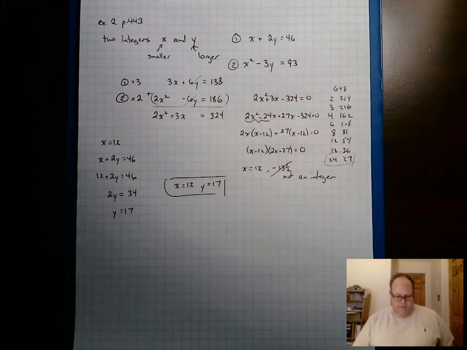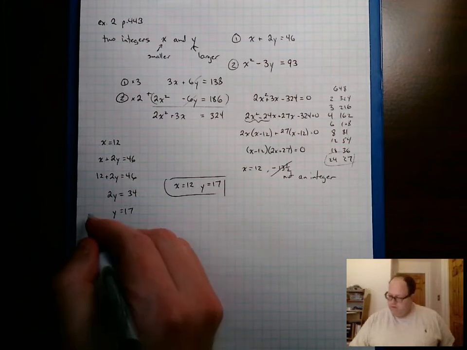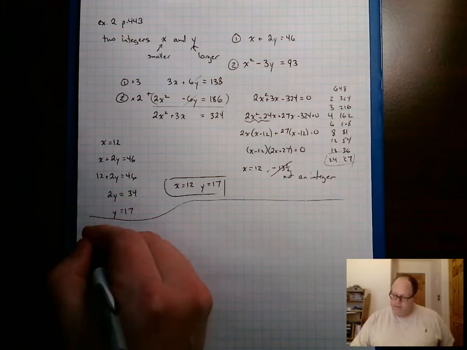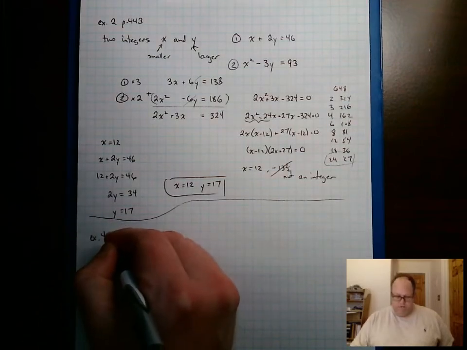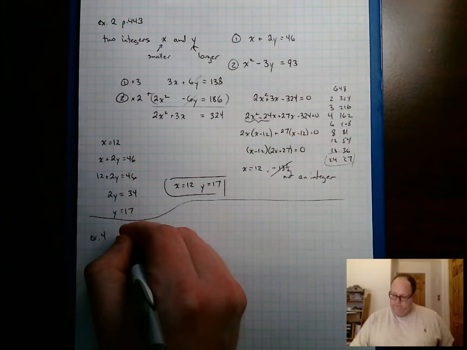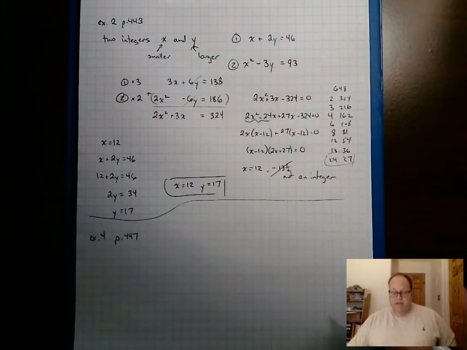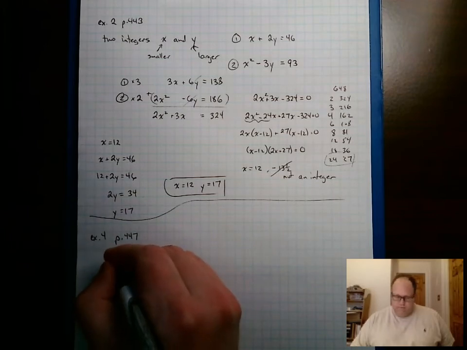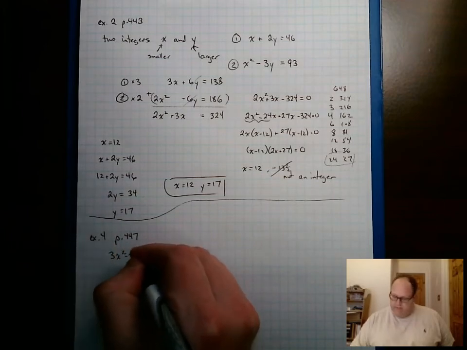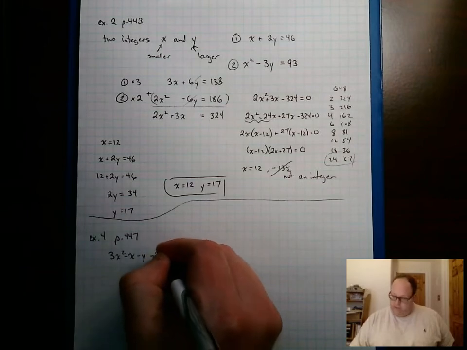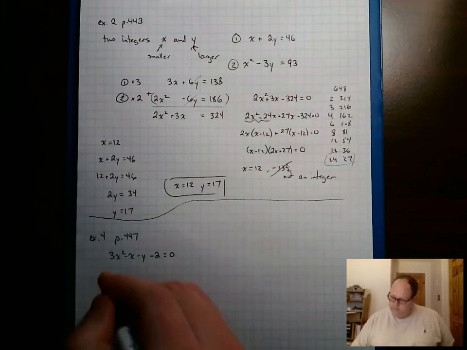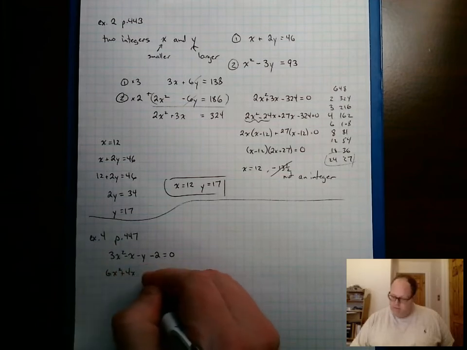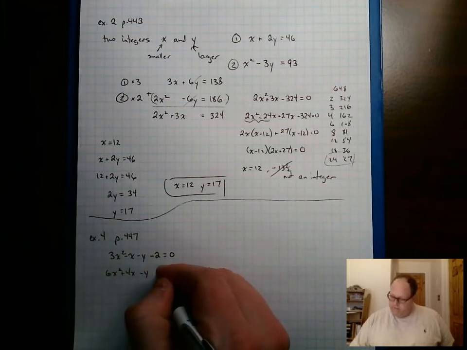Lastly, I wanted to show one example of a quadratic-quadratic system. This is example 4 from page 447, where we've got two quadratics to solve. 3x squared minus x minus y minus 2 equals 0. And 6x squared plus 4x minus y equals 4.